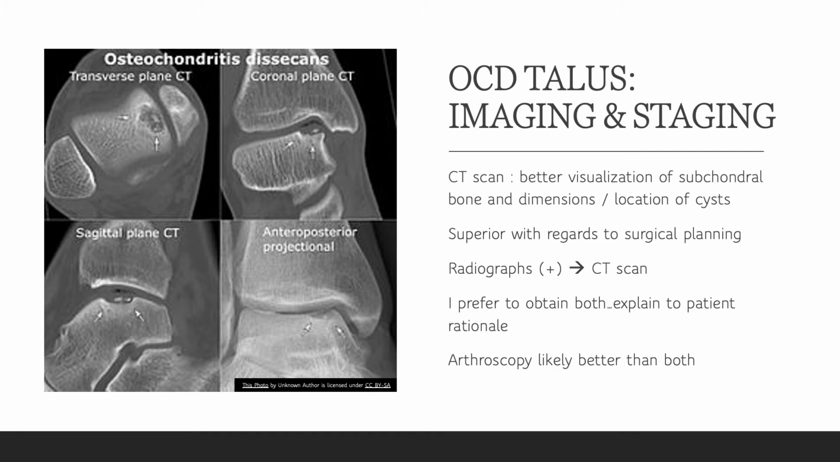On the other hand, CT scan is better at visualizing the extent of subchondral damage and quantifying the specific dimensions and locations of subchondral cysts, and therefore it's likely superior to MRI with regards to surgical planning, and therefore it's been postulated that if you have positive plain films, bypass the MRI and go for the CT scan. I prefer to obtain both, and I explain to the patient why. Arthroscopy is likely better than both, but most patients and insurance companies do not like diagnostic arthroscopies.